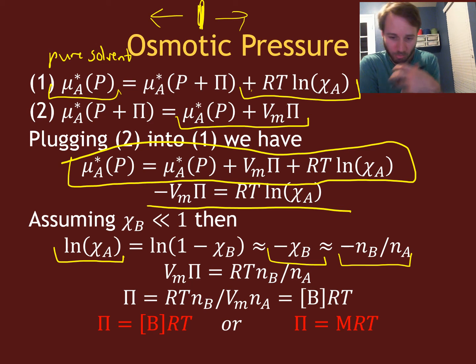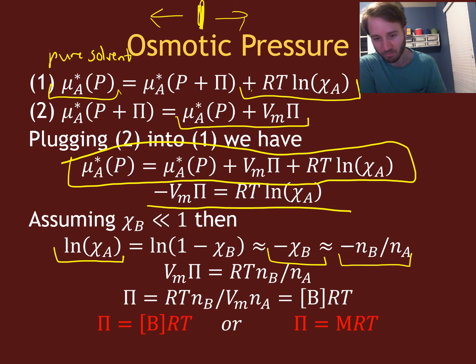So I have a very small mole fraction of my solute, which means the number of moles of A is much greater than the number of moles of B. So the total number of moles is roughly equal to the number of moles of A. And so then plugging that in, I get this molar volume of your solvent times the osmotic pressure equals RT times the number of moles of B divided by the number of moles of A.